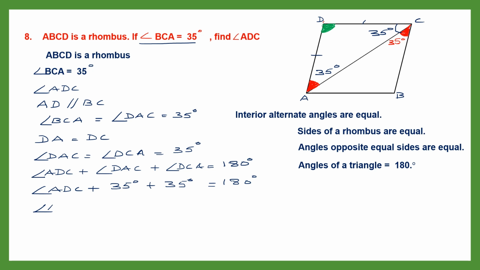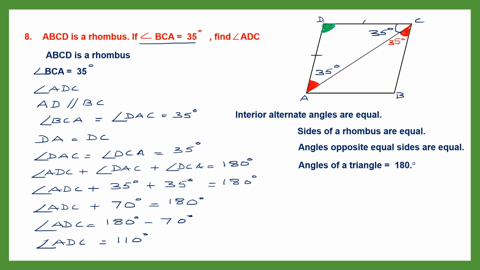Now angle ADC is what we need to find out, plus DAC is 35 degrees, DCA is 35 degrees, and all this will add up to 180 degrees. Now angle ADC plus 35 plus 35 is 70 degrees is equal to 180 degrees. Now ADC is equal to 180 degrees minus 70 degrees. So now we have found the value of angle ADC, and that is equal to 110 degrees. So this is our answer.